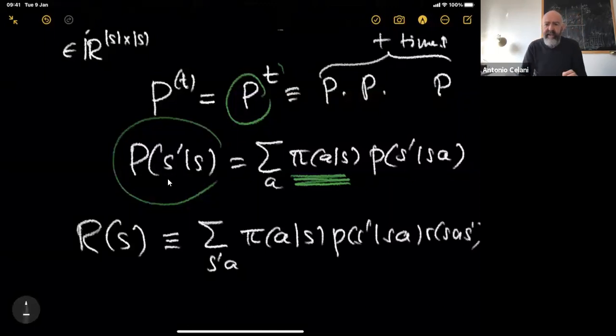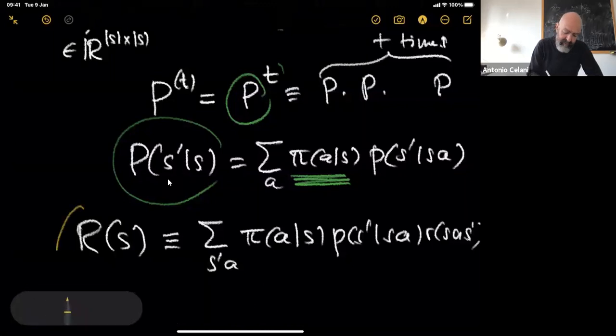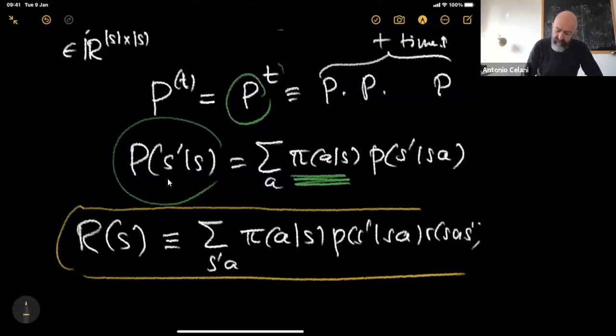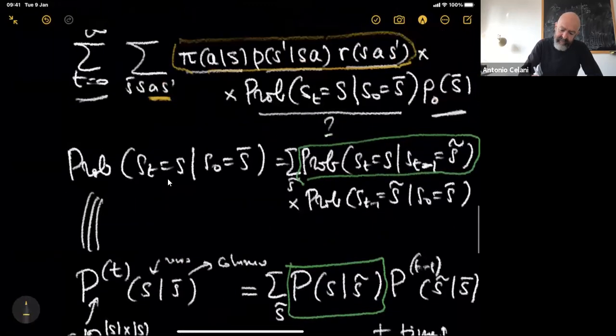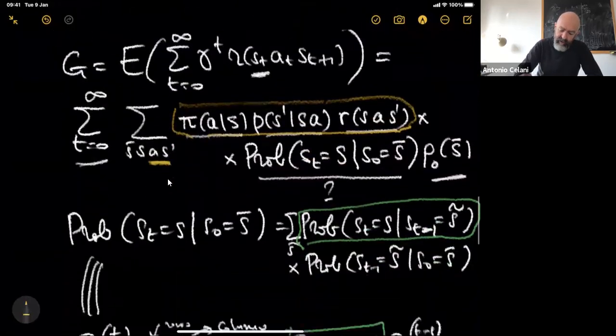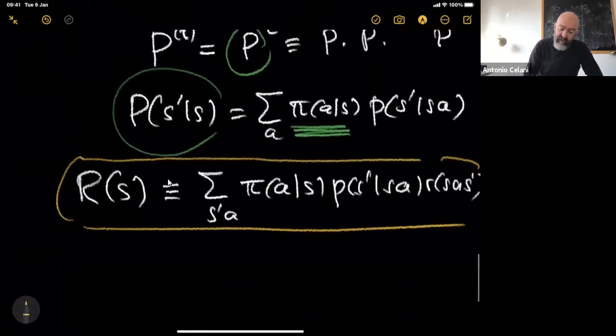So what is it? This is the expected reward from a state S. If I'm in state S and I use policy pi, this is what I'm going to expect for the next step. Because I'm in S, I take action A according to pi, I end up in state S prime according to P, and I collect my average reward R(S, A, S prime). Remember, this object here, which is the one that is appearing here in yellow, orange, whatever, also depends on pi.